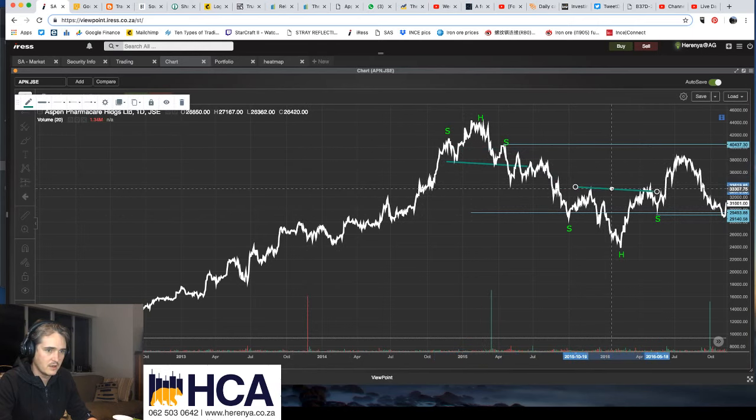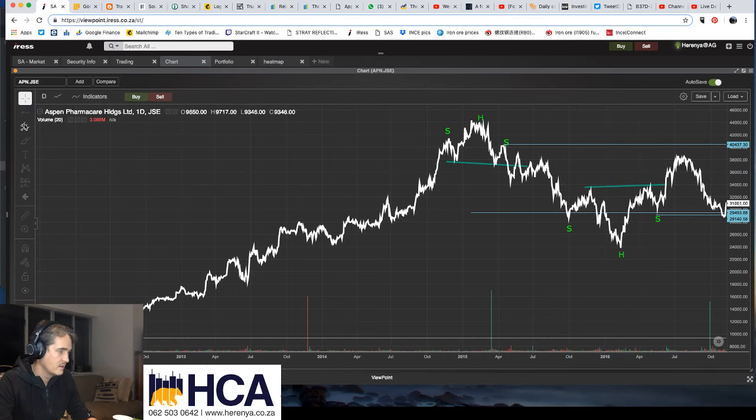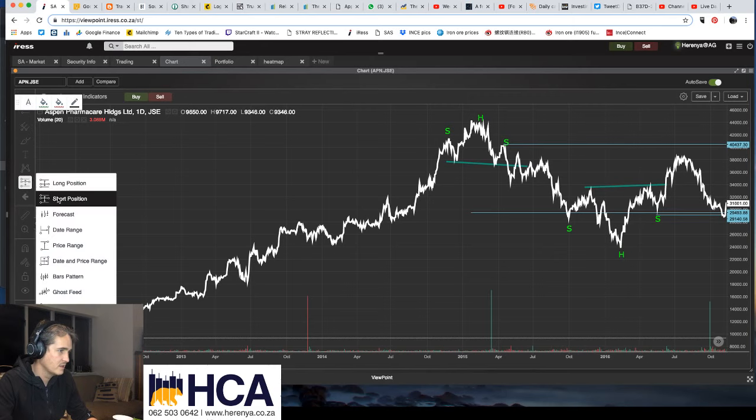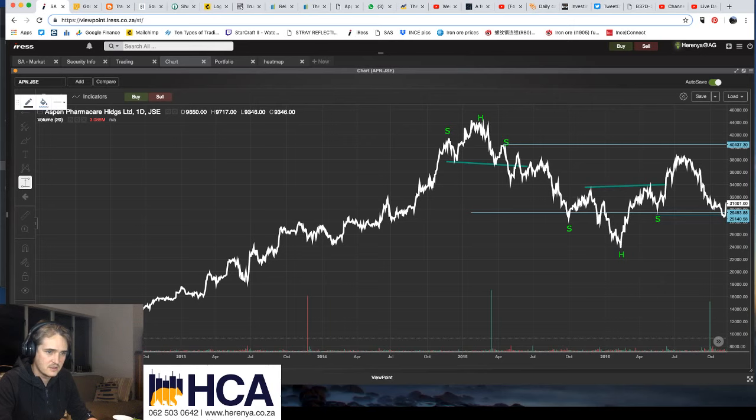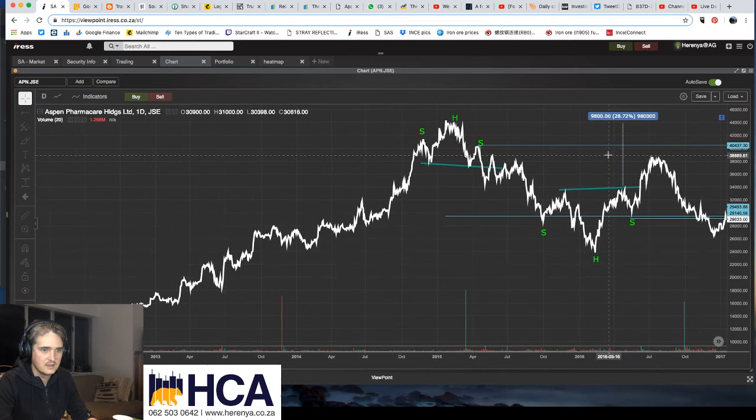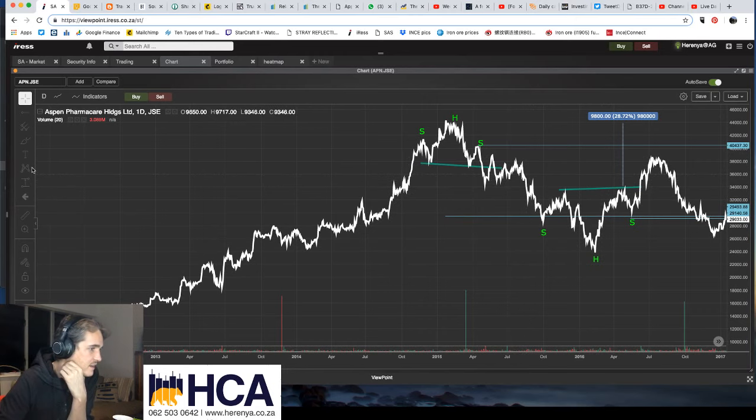We're once again going to draw the neckline. Alright, and we're going to enter into a, let's just measure this. Oh wow, that targets all the way at the top. And we can see it didn't actually even make it. So you would have actually taken this trade and you would have gotten stopped.